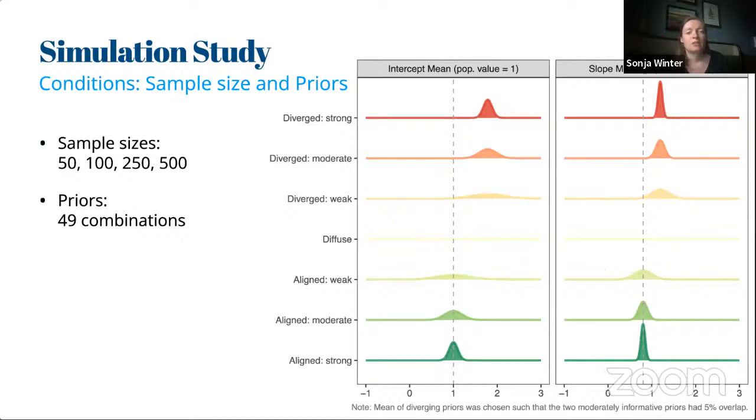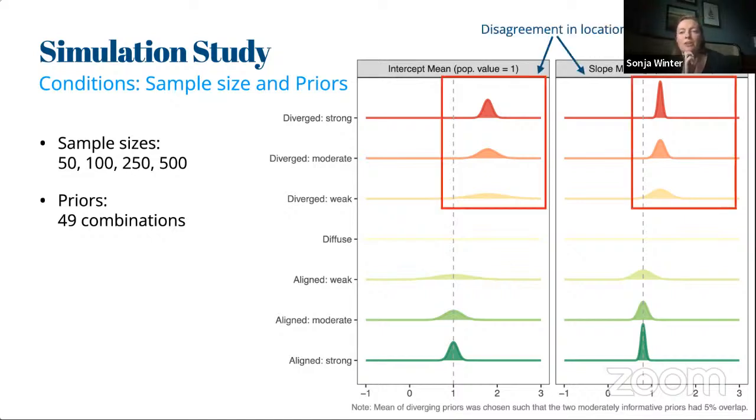In my study, I looked at 4 different sample sizes because, as we know, sample size affects the impact that your prior has on your results. And so it would be interesting to see if at some point it doesn't really matter if there's prior data disagreement and we don't need to detect it anymore. I set up 7 different priors for the intercept mean and for the slope mean, and then crossed those conditions to create 49 different prior specifications.